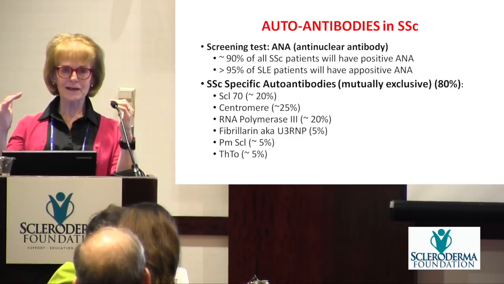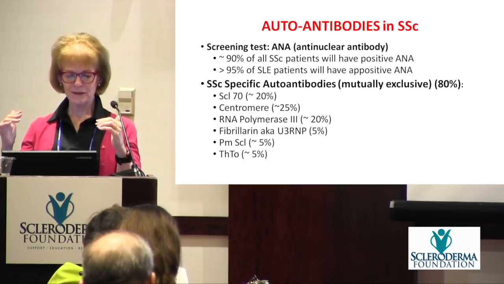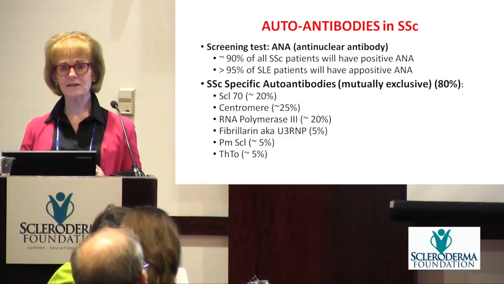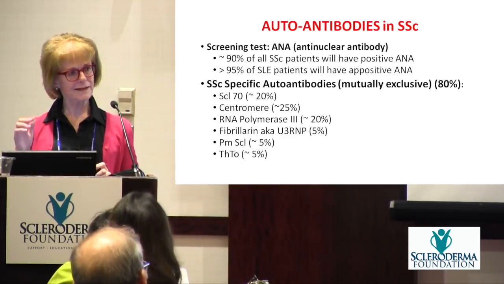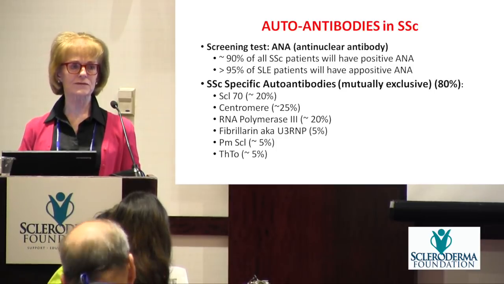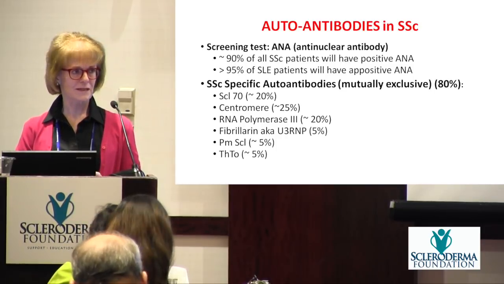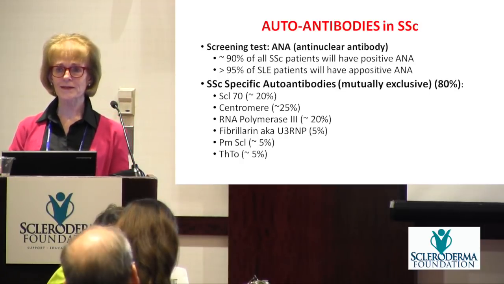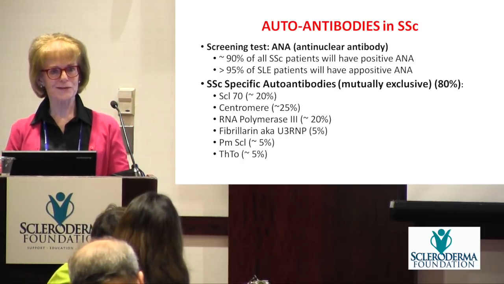Now there are the others, the fibrillarin, U3RNP, PMSCL, THTO, which are much less common, but I think they're very helpful to get. THTO at the bottom is still a research test. There's one commercial lab that's doing it, and I don't know what that code is. I try to get it, but it's very difficult.